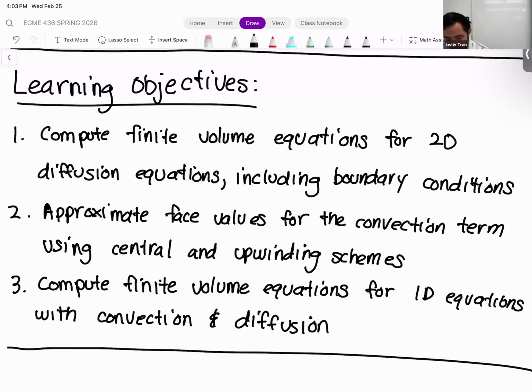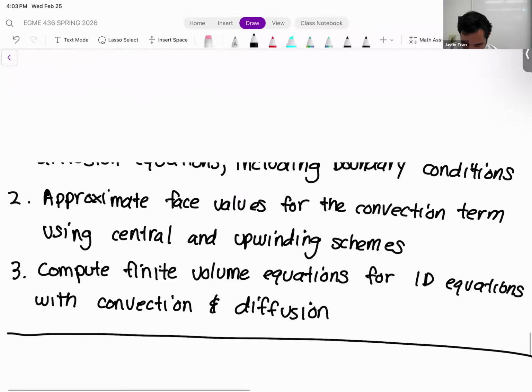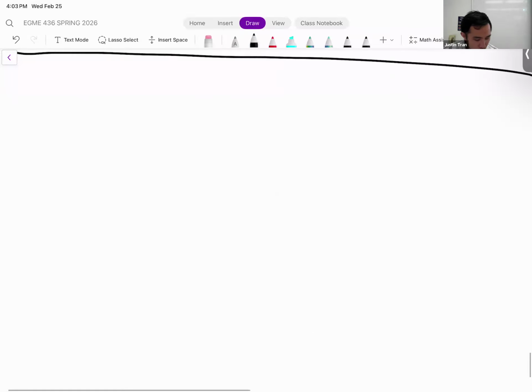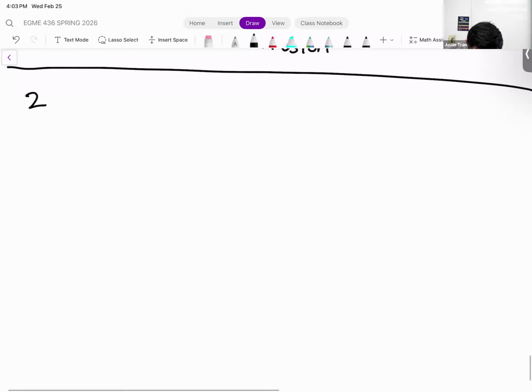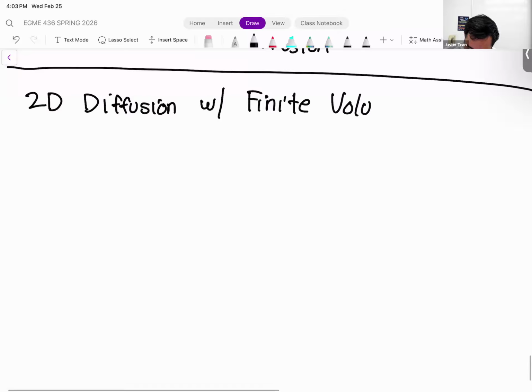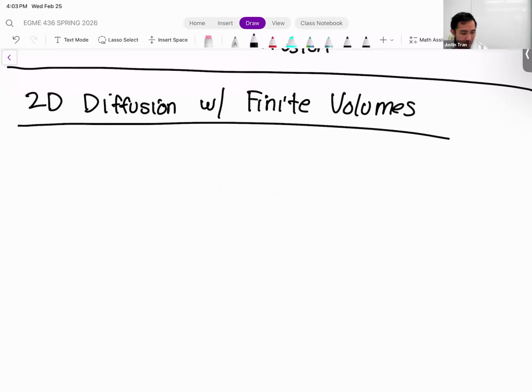Okay. All right, so let's go ahead and get started. The last thing we went over before we left last week was 2D diffusion problems using finite volumes. All right, so let's just recap very quickly.